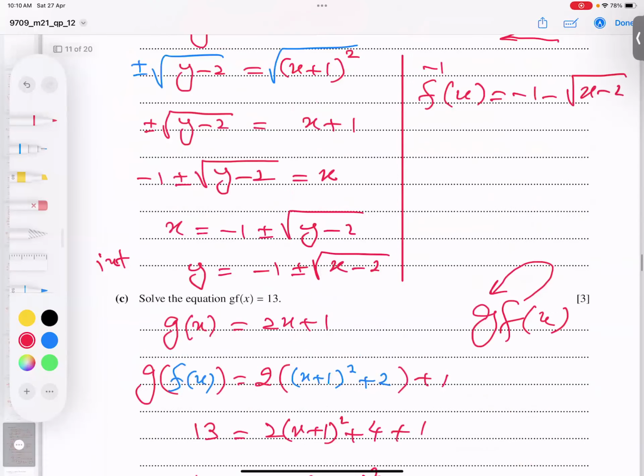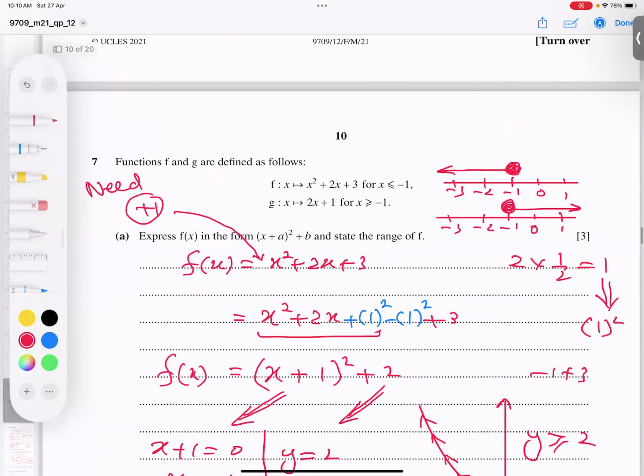You ask why, sir? Because check it back. Wait a minute. And you can see this one is not coming in this domain. I think you got my point. You see, the x value is less than -1.